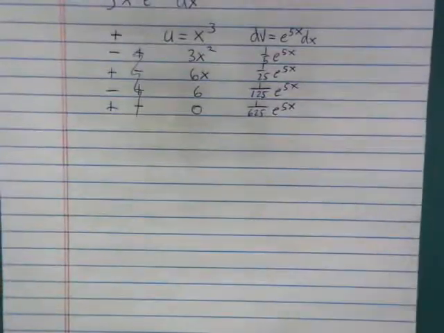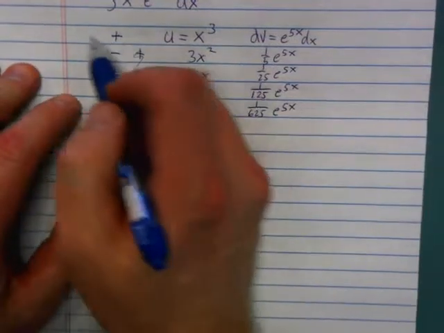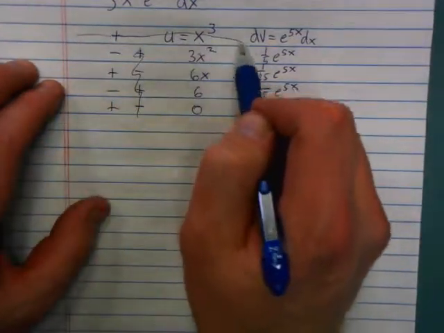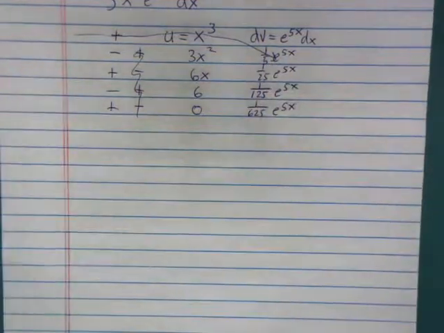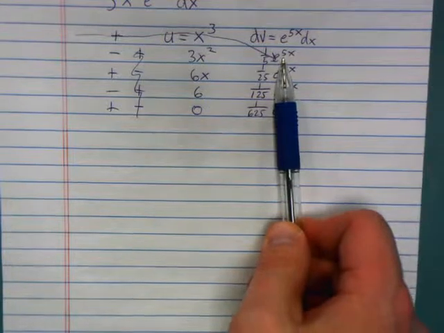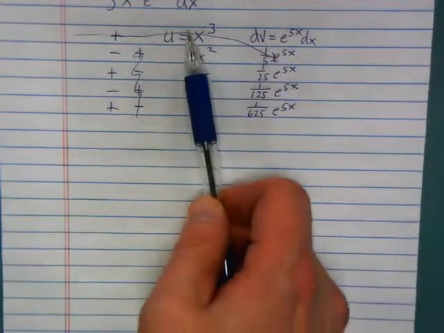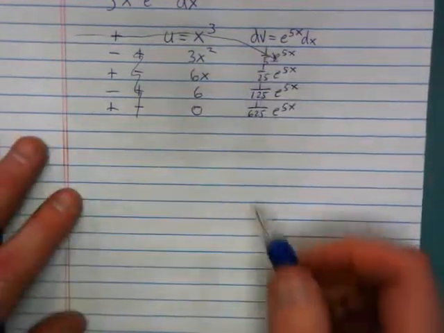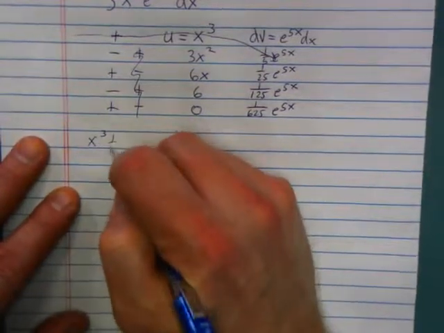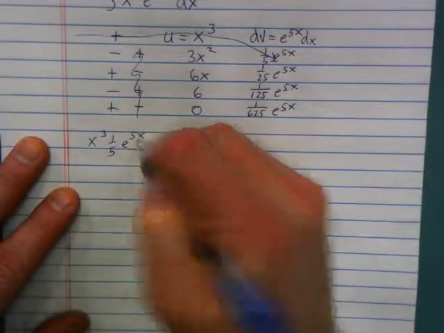All right, so here's your answer. What you do is you multiply across, so you get a plus, you go to the u, and then you go down one level there, because that's u times v, right? That's how we start. U times v. So there's your first term. Your first term is going to be x cubed times 1/5 e to the 5x.